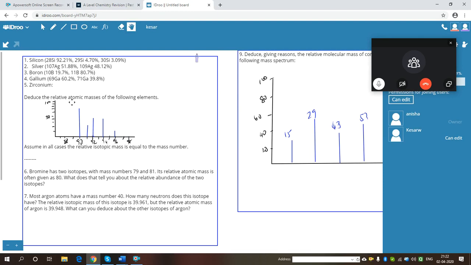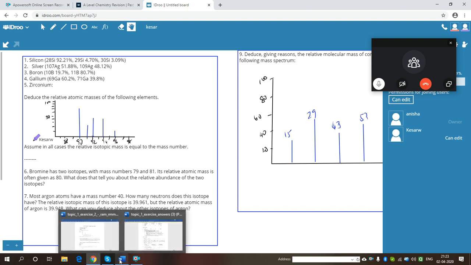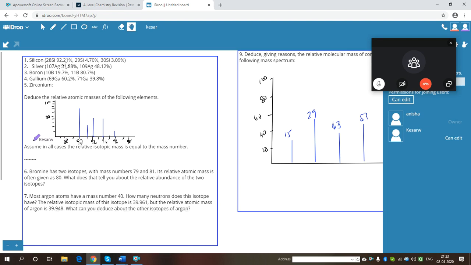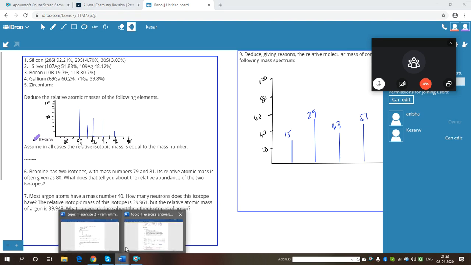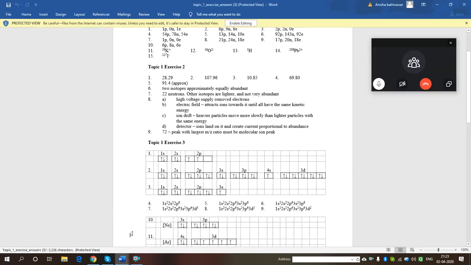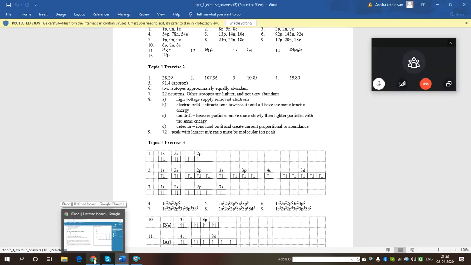First one says, deduce the relative atomic masses of the following elements. So what elements have been given to you? Silicon, silver, boron, gallium and zirconium. For zirconium they have not mentioned anything. They have given you a graph with values ranging from 90, 91, 92, 94, 96. How are you going to deduce the relative atomic mass? They have given you the relative abundance. Can you see? Everyone has a relative abundance. So how are you going to do it?